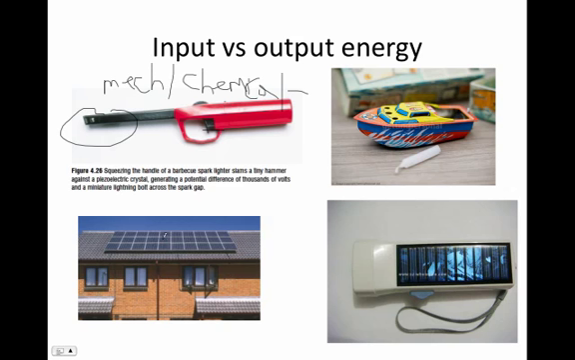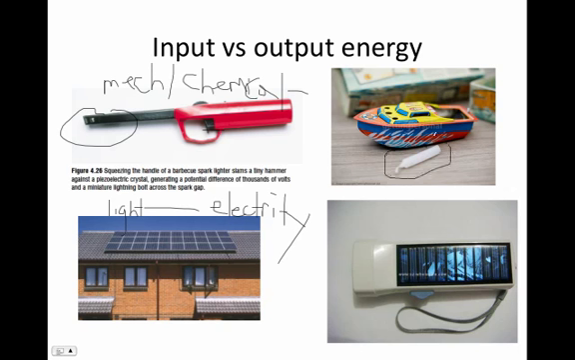Let's look at the solar powered house. What's the input? The input energy for this one is light energy from the sun. And the output is, it converts it to electricity, solar powered electricity, which then can run different things. So output is electricity.